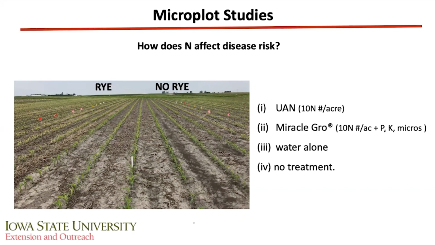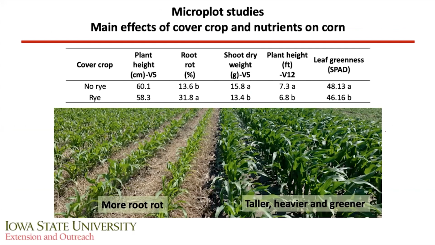So this is the data from 2019, and what we saw was that the corn that was planted after no cover crop was taller, it was bigger and heavier in terms of shoot dry weight, and it was also greener. But it had less root rot compared to the corn that was in the rye. So just as we would expect.